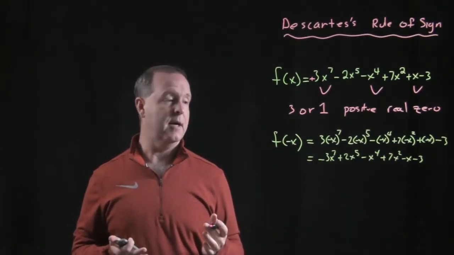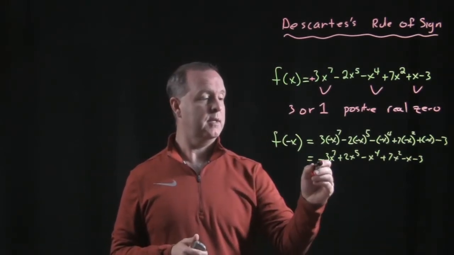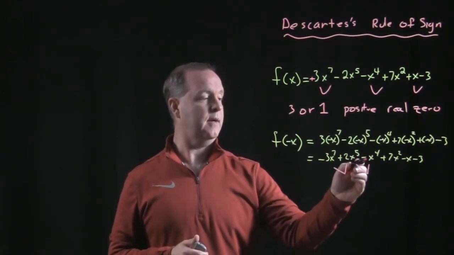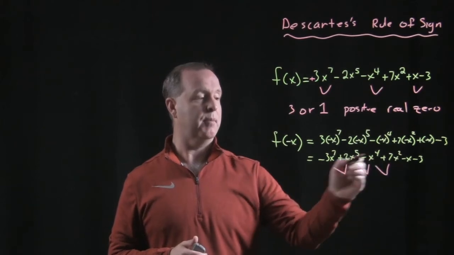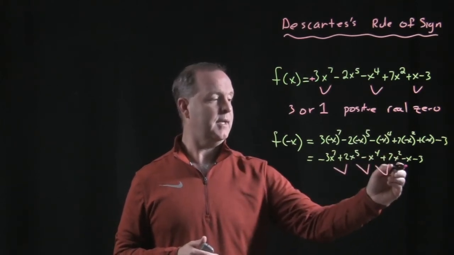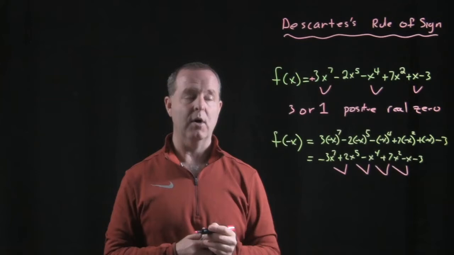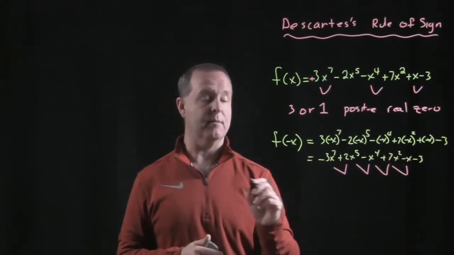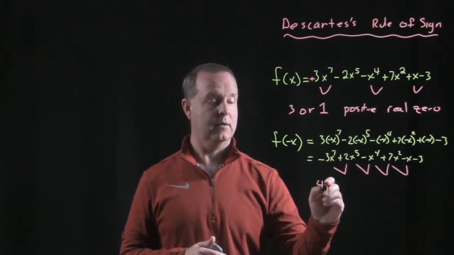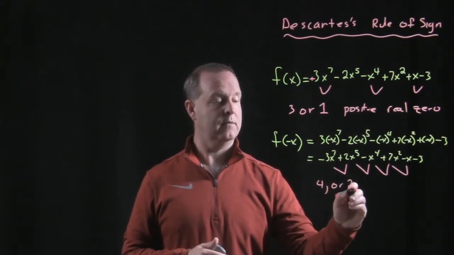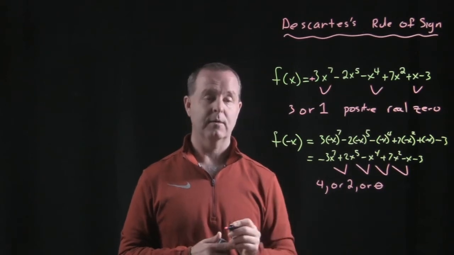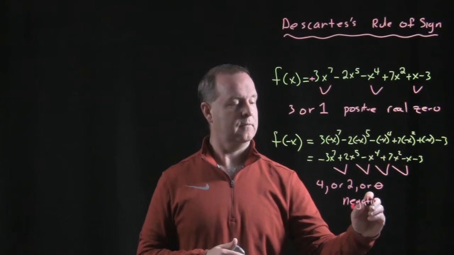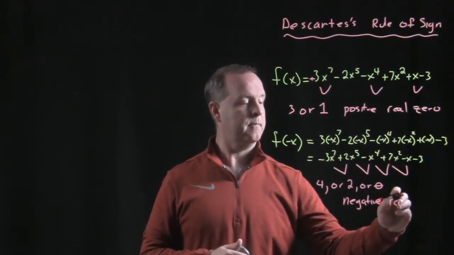So now I'm going to look at the number of times the sign has changed. Negative to a positive, once there. Positive to a negative, once there. Negative to a positive, once there. Positive to a negative, once there. Negative to a negative, nope. So there's 4 in this particular case. So that tells me then that there's either going to be 4 or 2 or 0 negative real zeros.